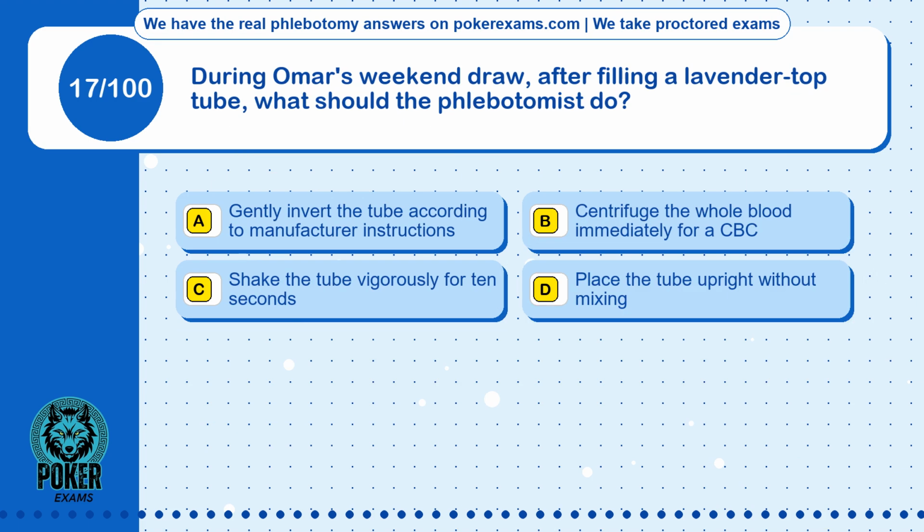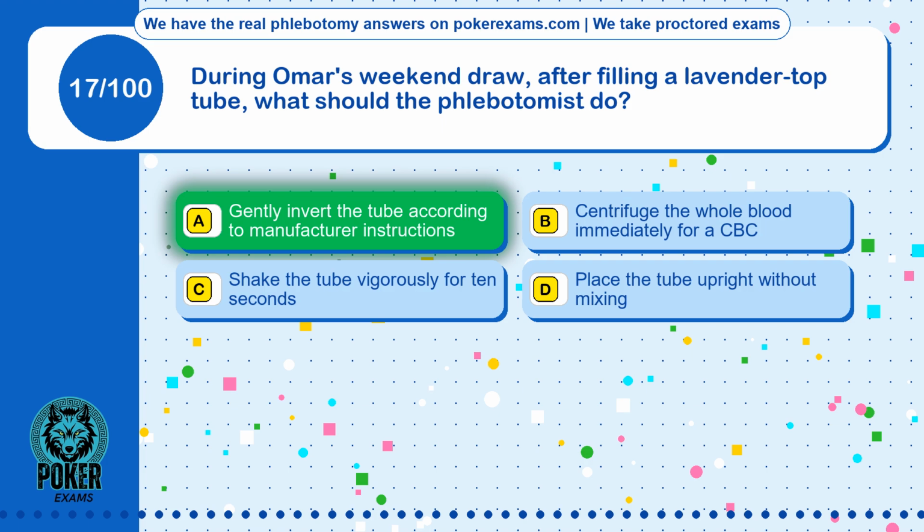Question 17. During OMAR's weekend draw, after filling a lavender top tube, what should the phlebotomist do? Option A, gently invert the tube according to manufacturer instructions. Option B, centrifuge the whole blood immediately for a CBC. Option C, shake the tube vigorously for 10 seconds. Option D, place the tube upright without mixing.